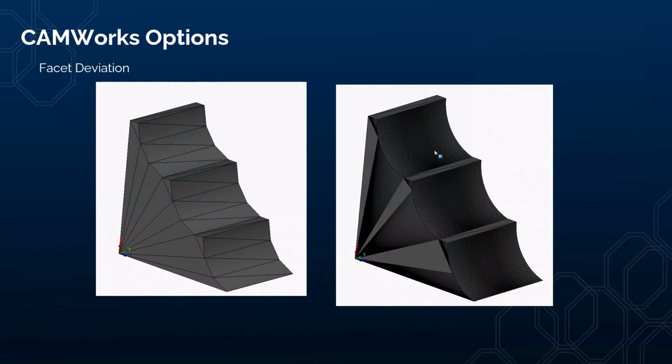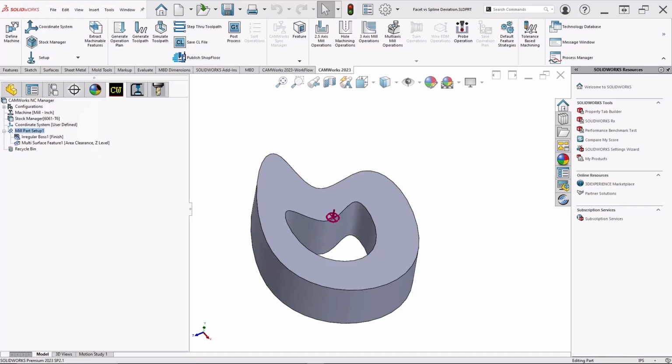The images shown on this slide show you a real example of what happens when you have a large facet deviation value versus a small deviation value. The image on the left has a large facet deviation value, and the image on the right has a small facet deviation value. So let's take a look at what happens when we have a large facet deviation value.